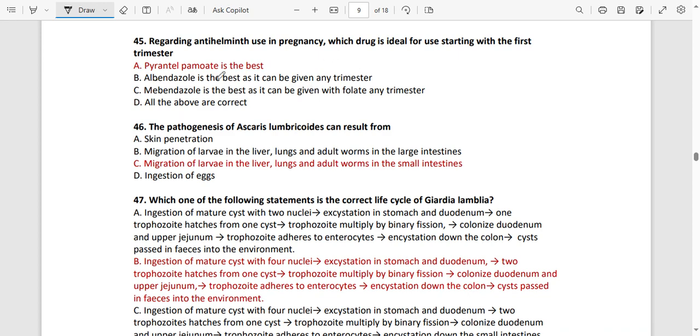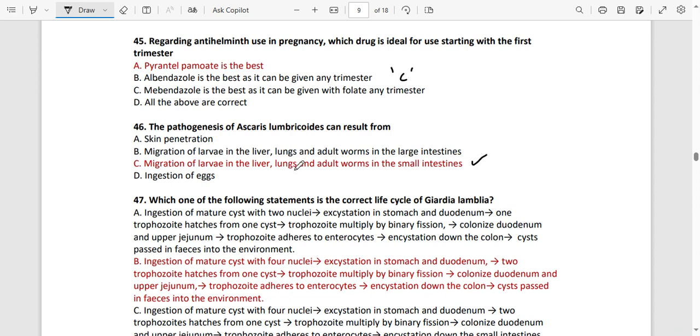Then it was saying albendazole is a group C drug, and you know group C means these drugs have restrictions in pregnancy. The pathogenesis of Ascaris lumbricoides can result from skin penetration, migration of larvae in the liver, lungs, and adult worms in the small intestines. So this is true, right?